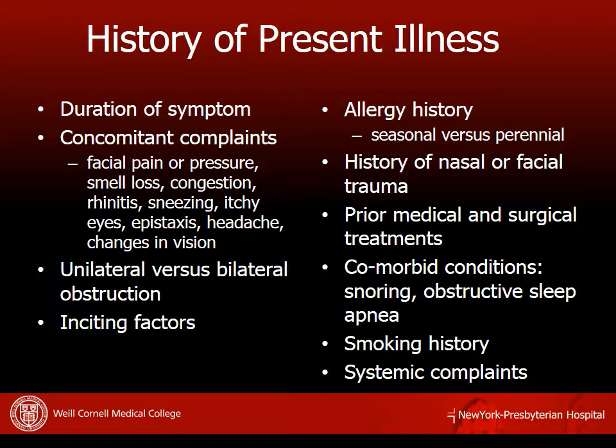You want to get an idea of whether or not it's a one-sided problem or a bilateral problem, what inciting factors there are, getting a history of the patient's allergies, seasonal or perennial allergies, a history of nasal or facial trauma, identifying other medical and surgical treatments, including previous nasal surgery or rhinoplasty, comorbid conditions including snoring, obstructive sleep apnea, smoking history, and systemic complaints will allow you to better identify the cause of their nasal obstruction.